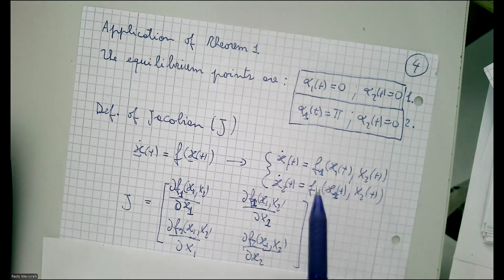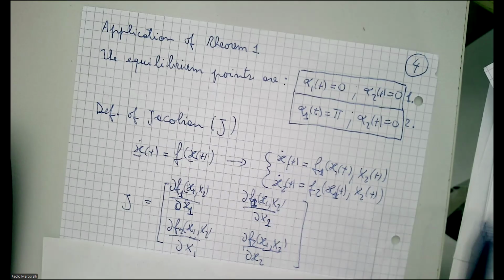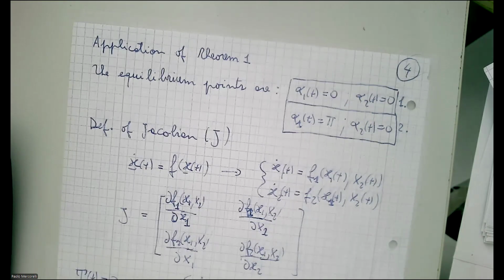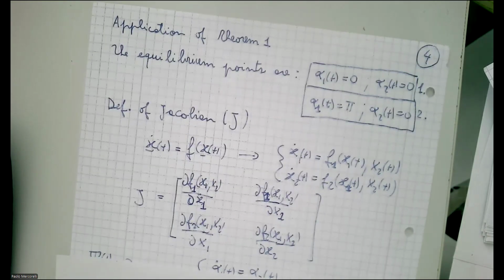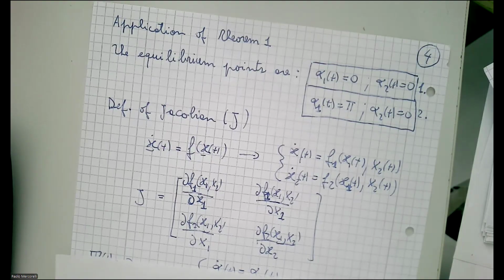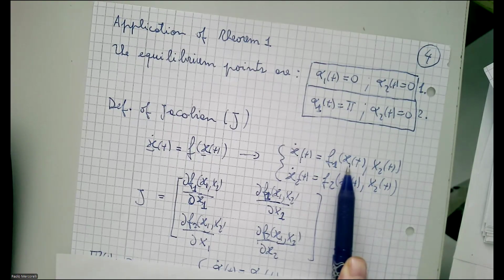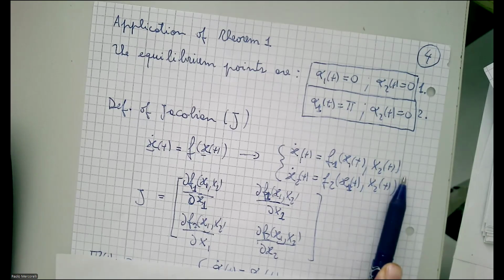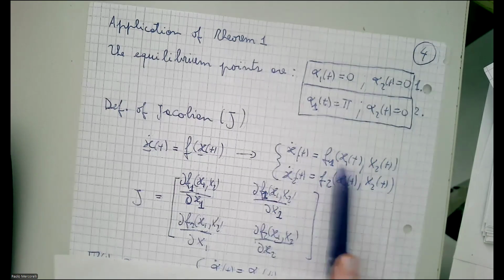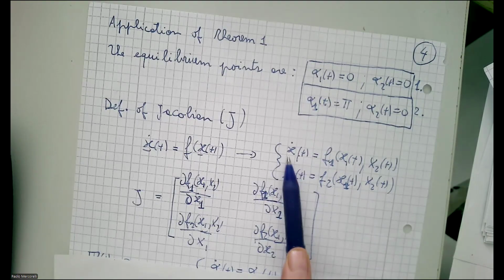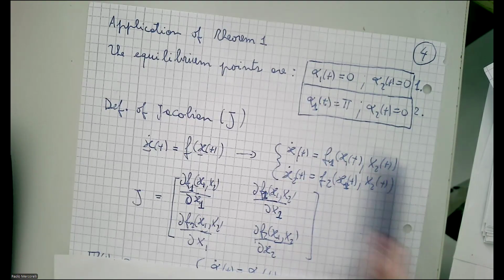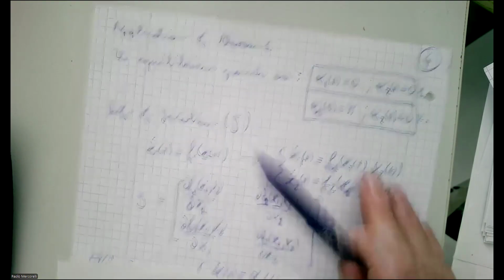In our case, we have two state variables, alpha 1 and alpha 2, which here I called x1 and x2, just because this is the general expression of the Jacobian for two variables. In books you can find x1 and x2, but x1 in our case is alpha 1, x2 in our case is alpha 2. Of course, in the first equation, we have just a function of alpha 2. Do you remember? Alpha 1 dot equals alpha 2. But anyway, this is the general definition.